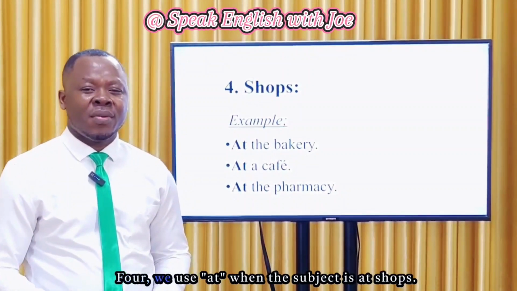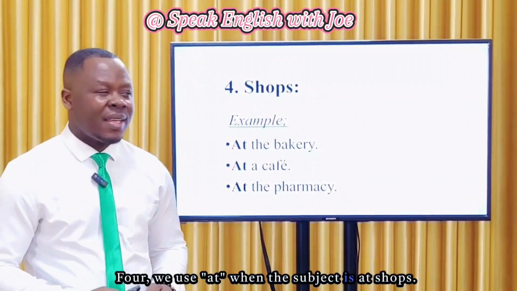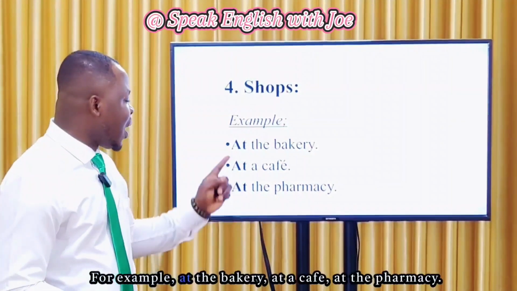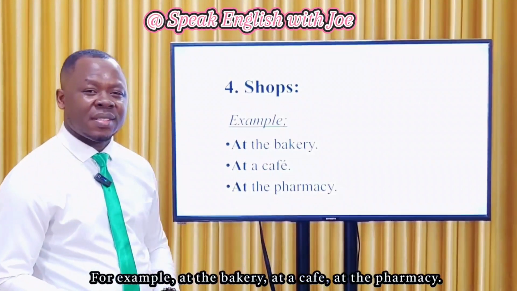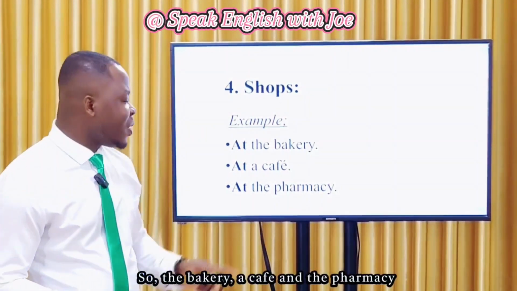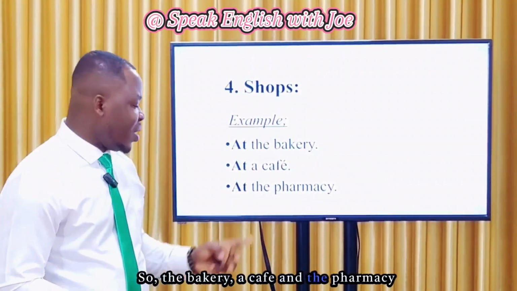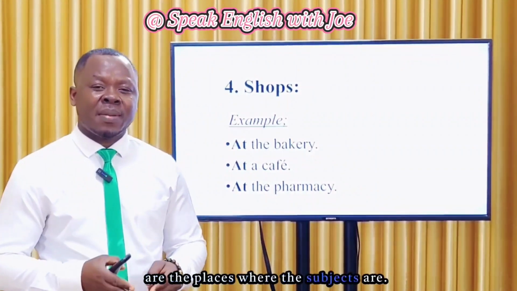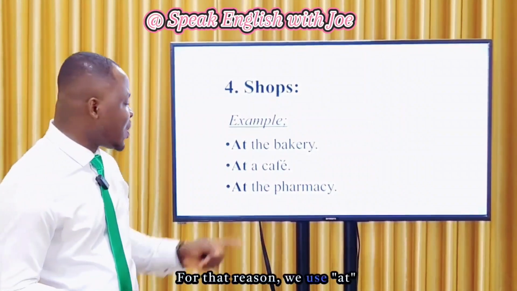4. We use at when the subject is at shops. For example, at the bakery, at a cafe, at the pharmacy. So, the bakery, a cafe, and the pharmacy are the places where the subjects are. For that reason, we use at.